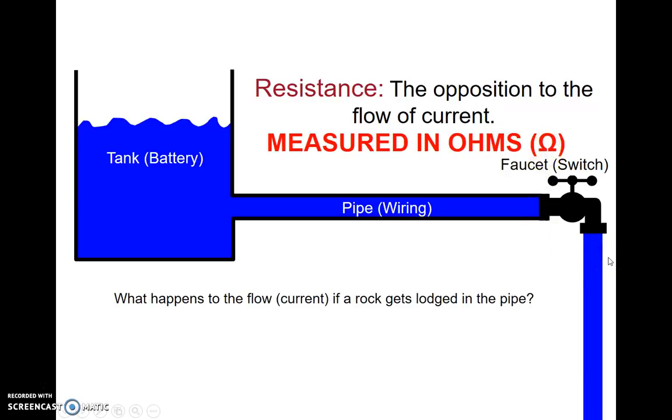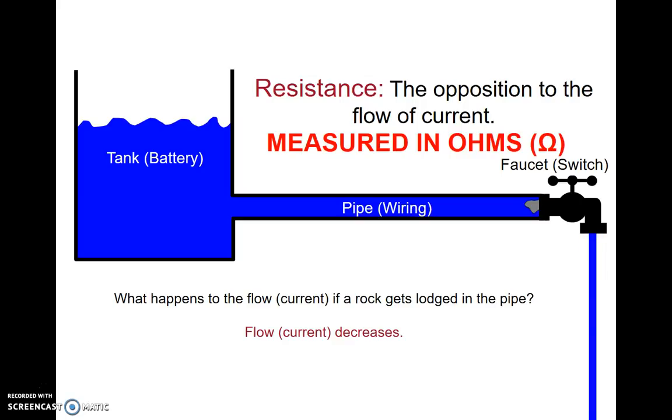So, our analogy says, what happens to the flow or current if a rock gets lodged in the pipe? Let's watch our rock fall in. Well, we're going to see our water or our flow decreases. A lot of people think stop immediately. In this case, a little water is still getting by, and that's to represent resistance. It doesn't necessarily always stop the electricity. It just slows it down sometimes.